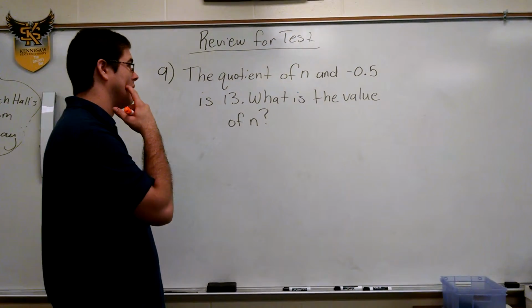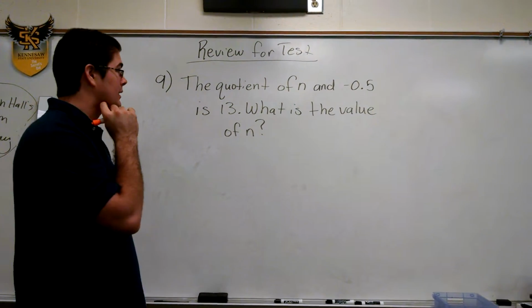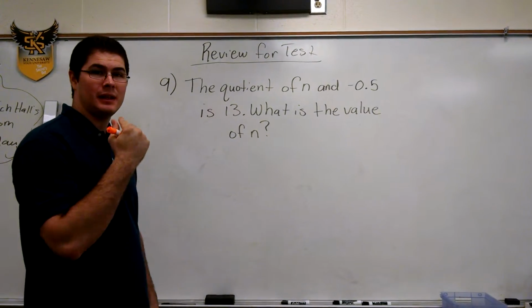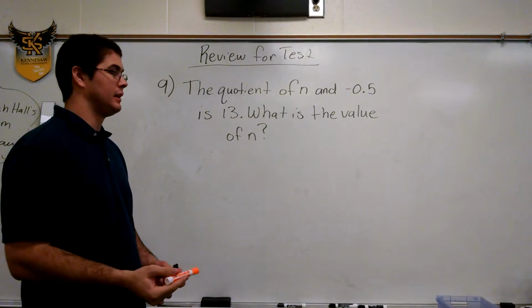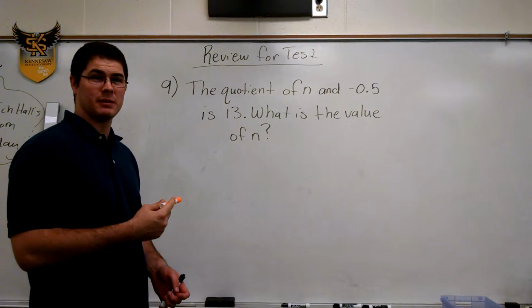All right, so the next problem we're going to look at is number 9. Number 9 says the quotient of n and negative 0.5 is 13. What is the value of n? Okay, so there's actually a couple of steps to this one.